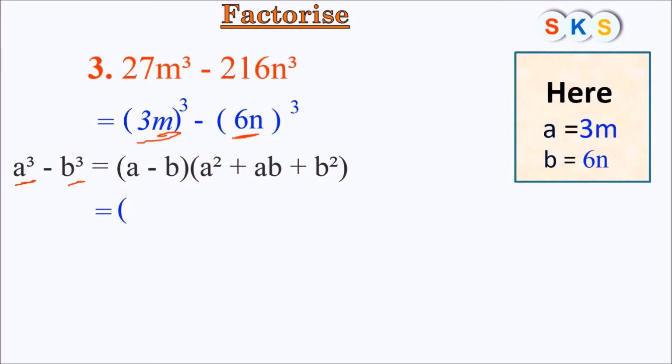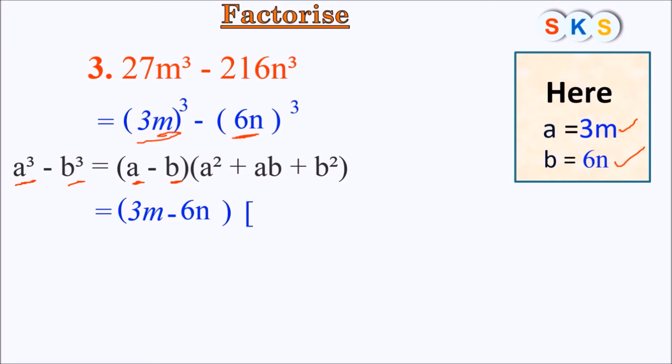Open round bracket. What is the first letter of this bracket? It's a, right? And what can you write at the place of a? You can look at the rectangular box. Here a is 3m. So we will write here 3m minus, after minus which letter can you see over there? Here we have b, right? And what can we write at the place of b? We can write here 6n. So we'll get here 6n, close the bracket.